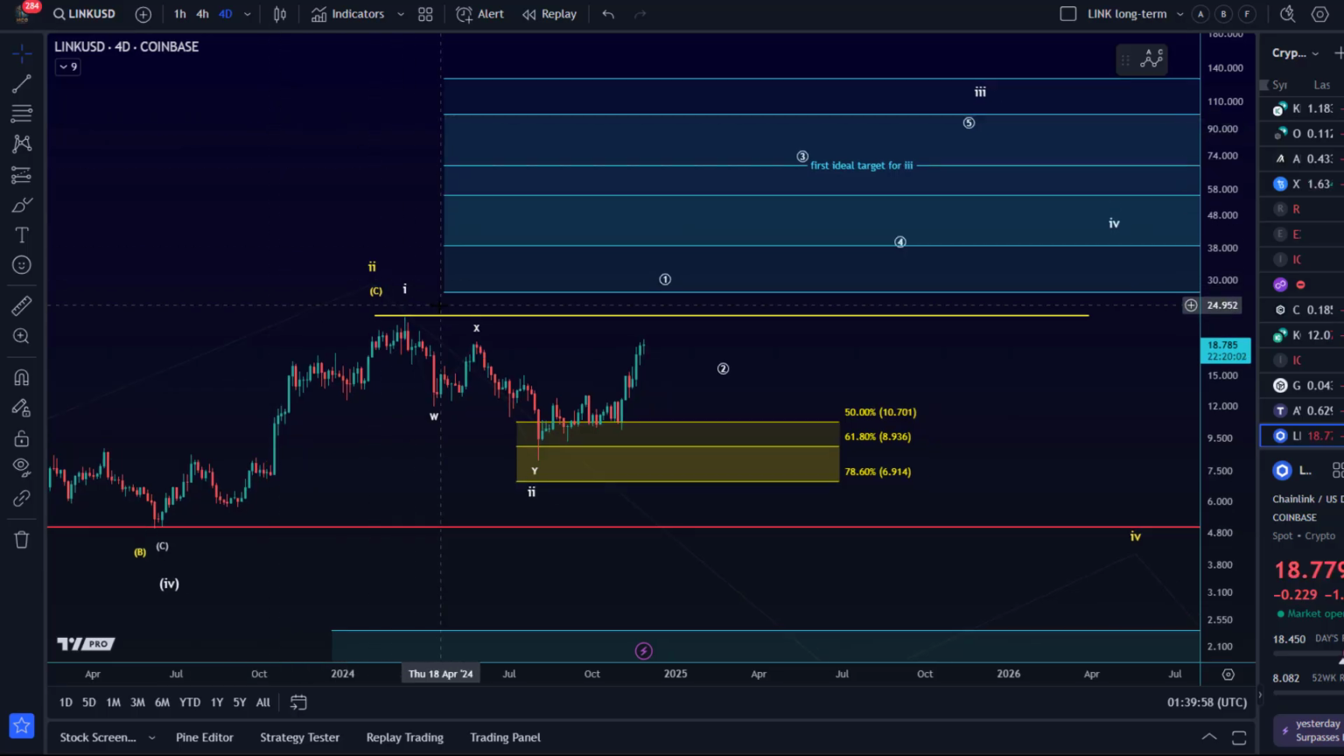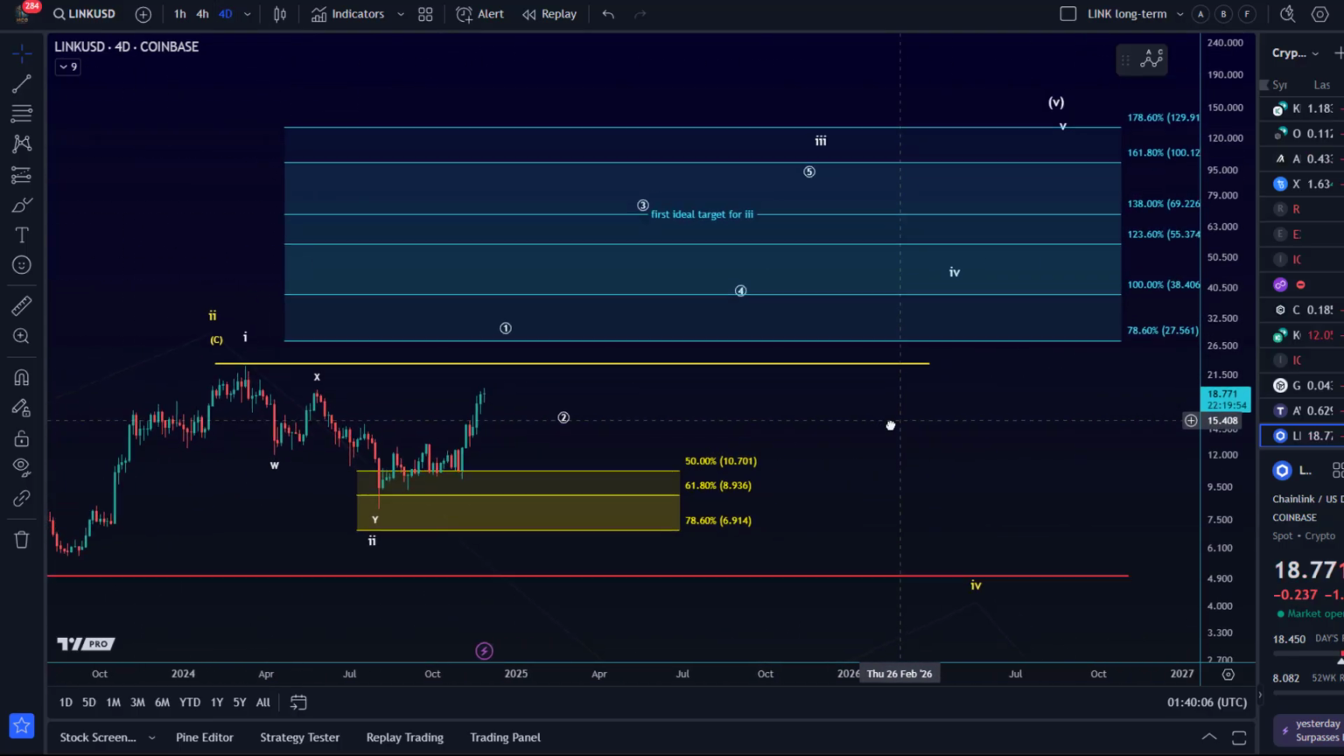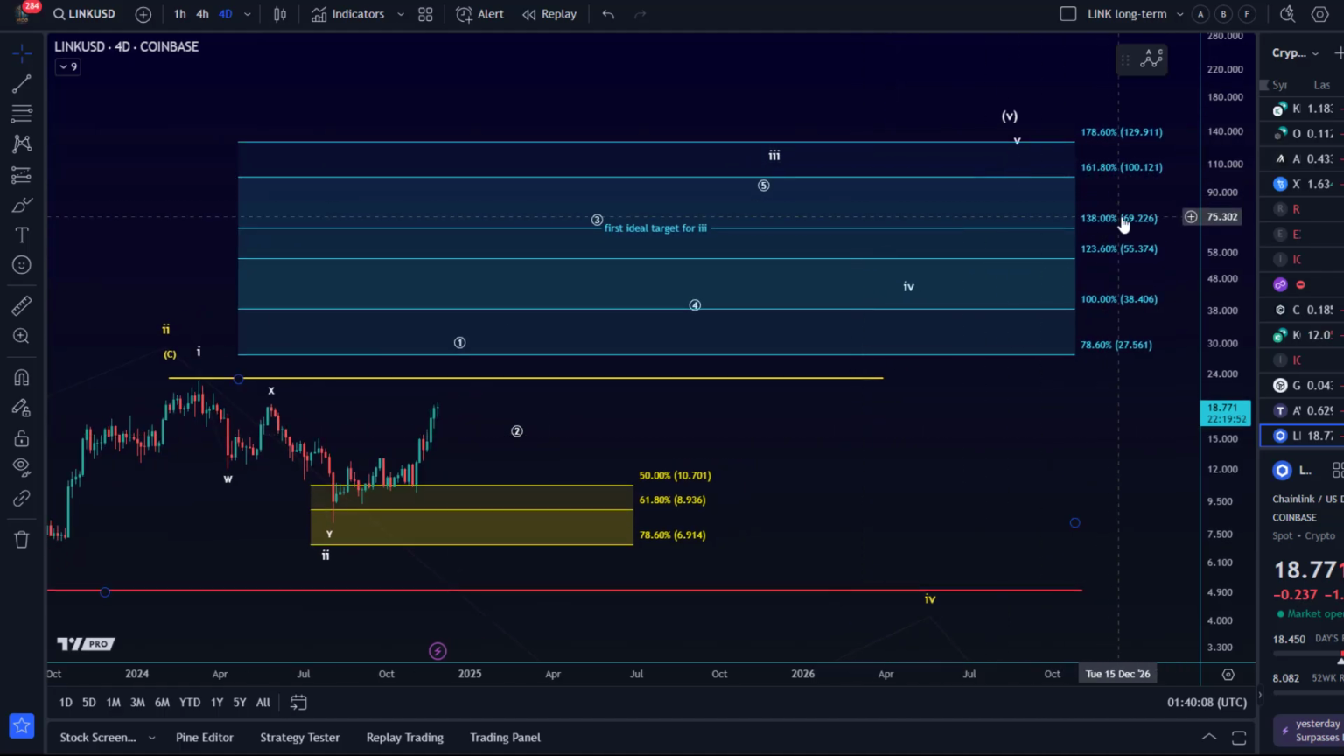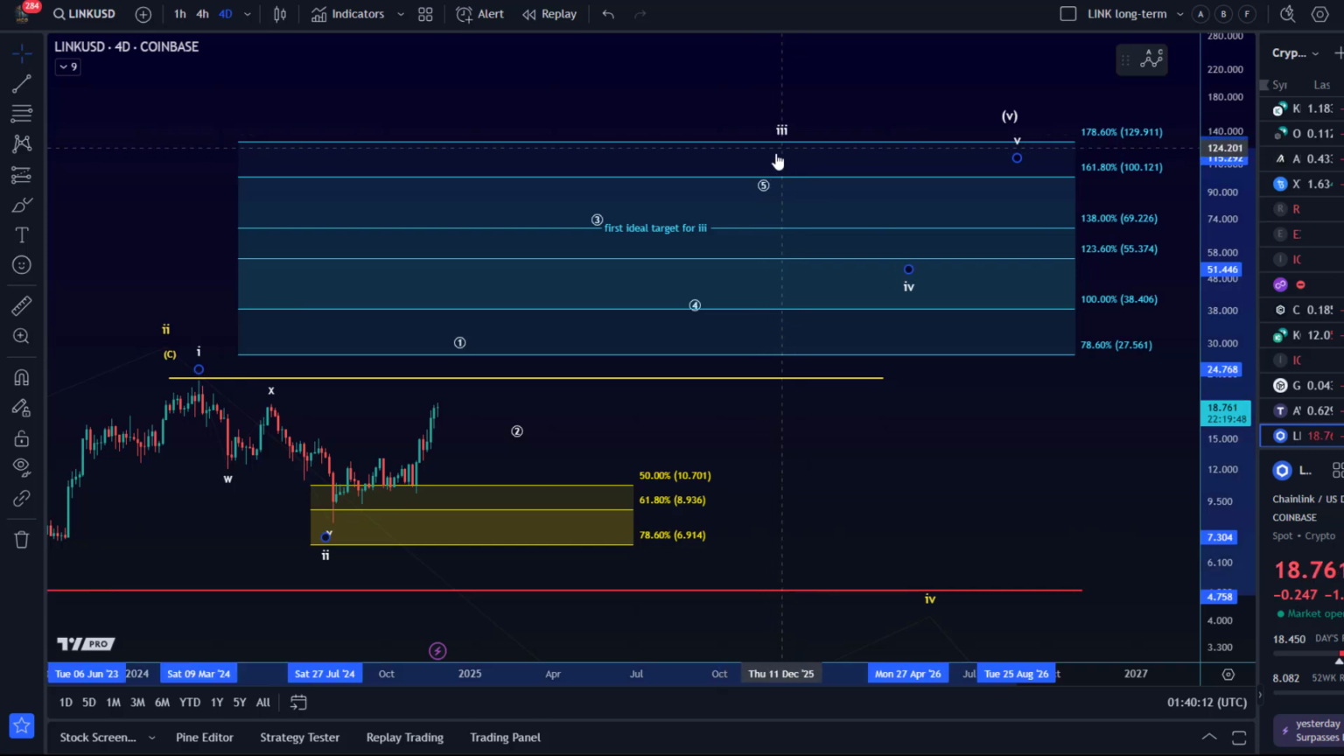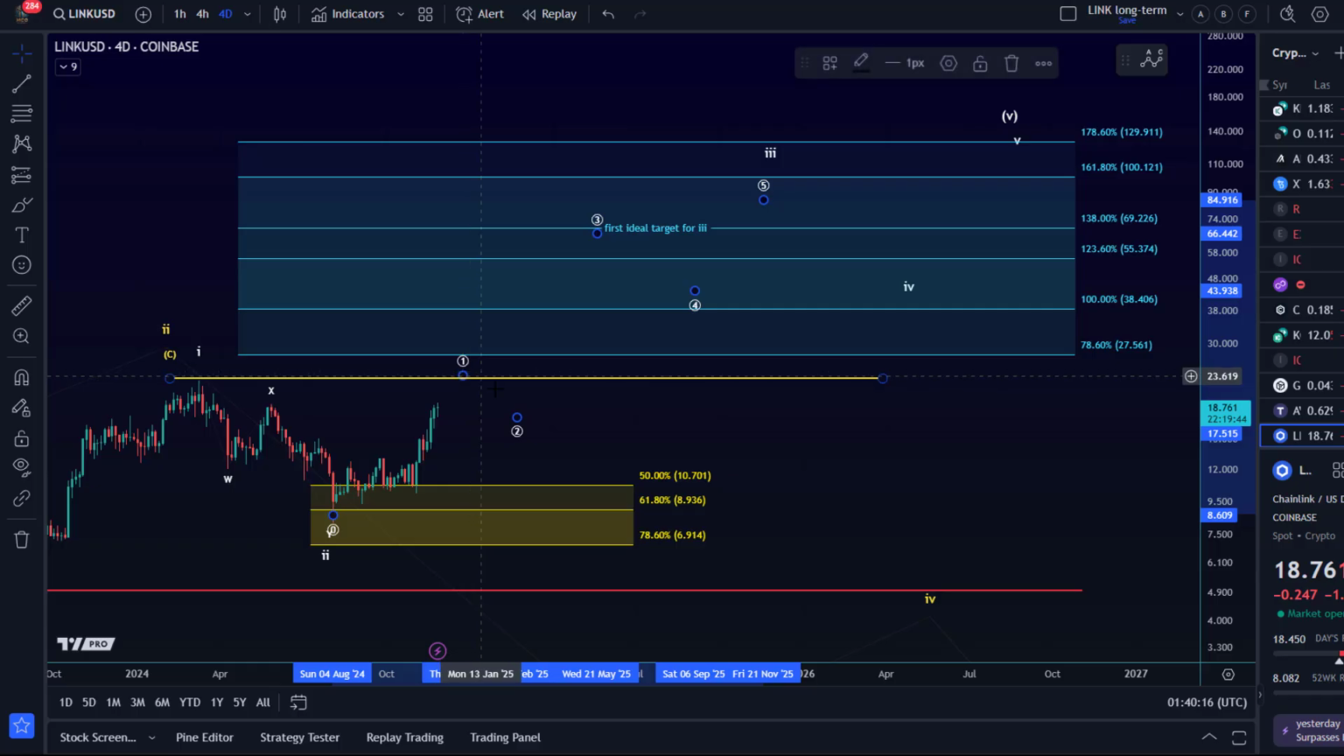Link has recently reacted here to the larger support zone on the daily chart, or the 4-day chart in this case. And we could be on our way to the $69 plus area, which is the first ideal target actually for this third wave. But it depends on how high this initial wave 1 goes.